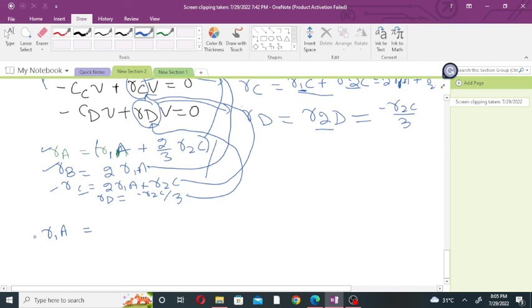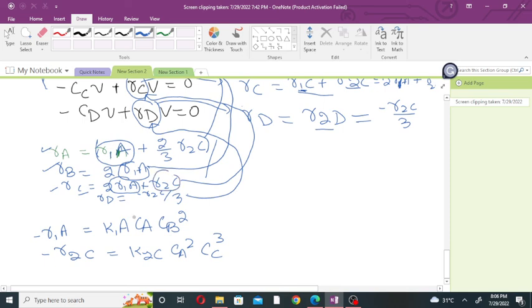We will further simplify that the relationship between R1A and concentration is equal to K1A into CA into CB square, and the relationship between R2C and concentration is equal to K2C CA square CC cube. So now in all these equations there is only R1A, and there are two terms. The one term is R1A, you can see here and here, and the second term is R2C.